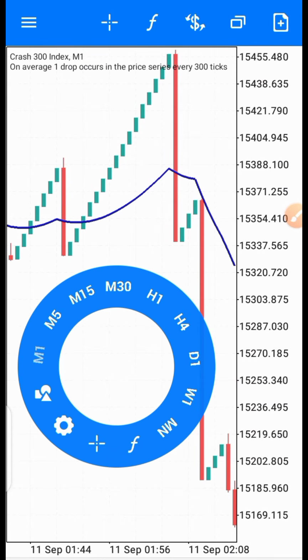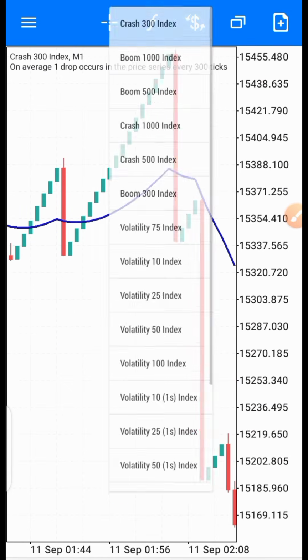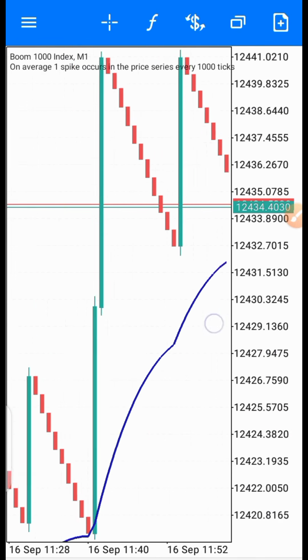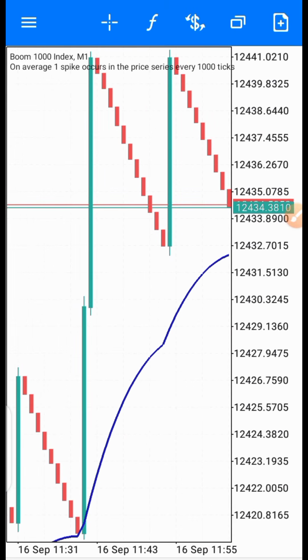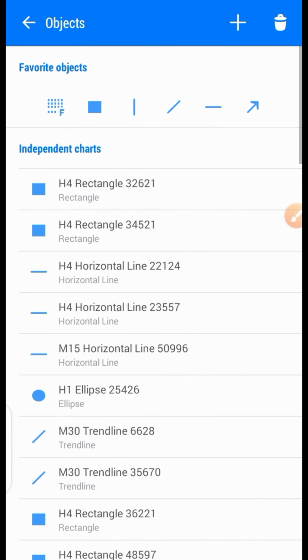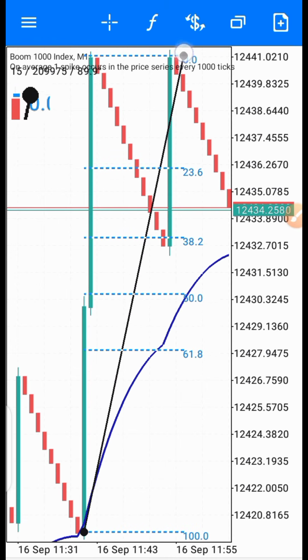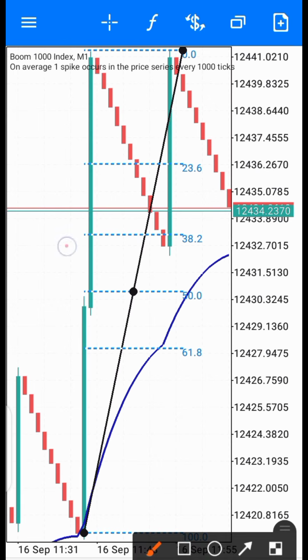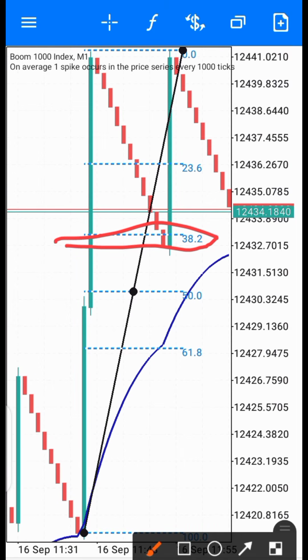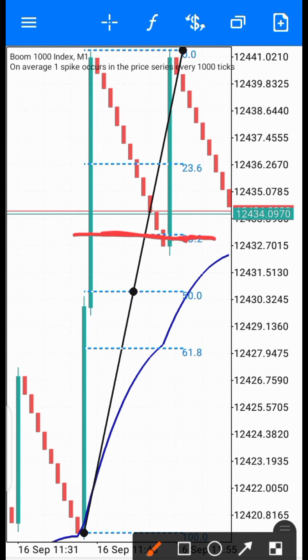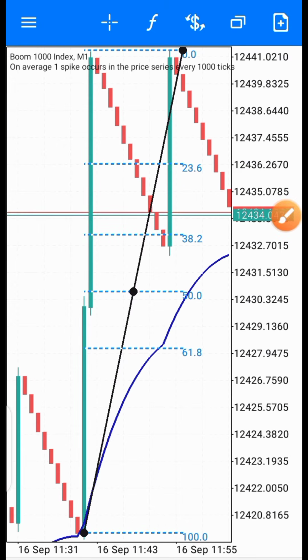Let's test other markets. Let's check Boom. This is Boom 1000. You know the spike is going to be up. Let's see this impulse move from here. Let's see where the retracement ends. You can see the retracement ends when it gets to level 38.2, just a few pips below the level where the spike occurs. The spike occurs a few pips below the level. You understand? That is how the strategy works. Go and demonstrate the strategy.